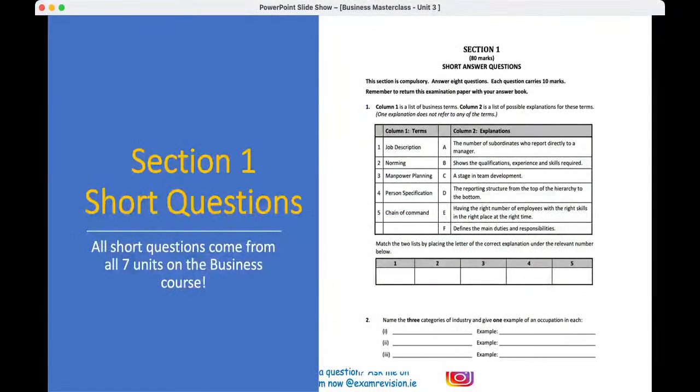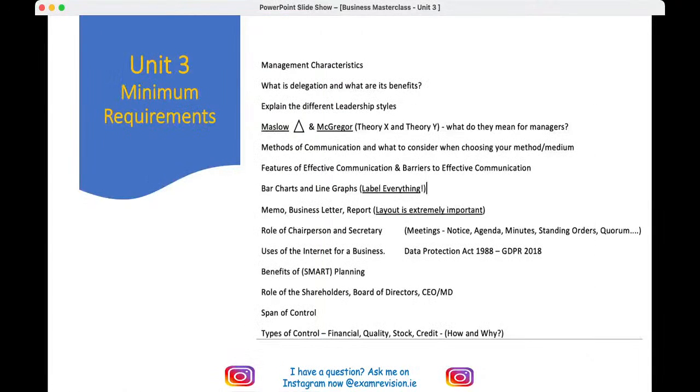A question that sometimes we get is, what do the short questions consist of? Well, the short questions consist of all 7 units. So just to make you aware of that, I'm going to talk you through it. I have these sheets with the minimum requirements for Unit 3. I've broken down the minimum that you need to know for Unit 3. So management characteristics, what delegation is and its benefits, leadership styles, Maslow and McGregor's theory X and Y, and so on.